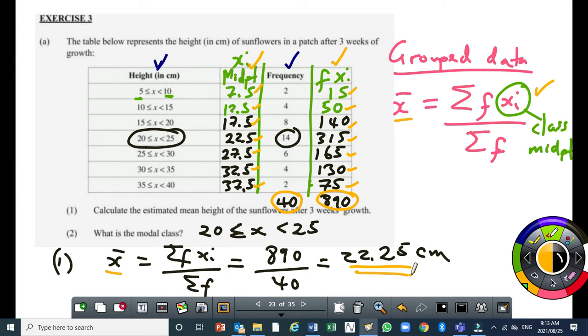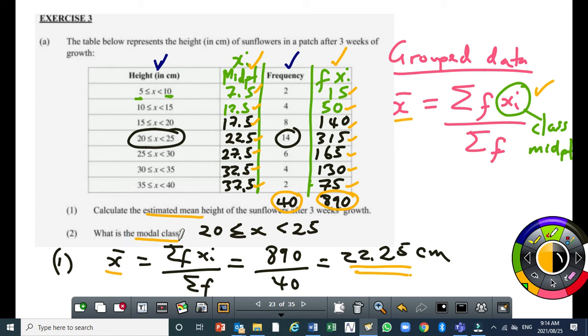Please do me a favor, even though you're signing, you need to hear what I'm talking about. The estimated mean must be close to the median class, it must be close to your modal class. In terms of grouped data, we say median class or modal class. But when you draw the ogive, we can say median. So I've answered that question. I've calculated the estimated mean.